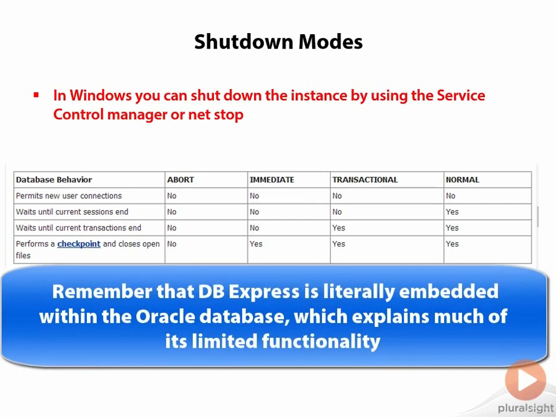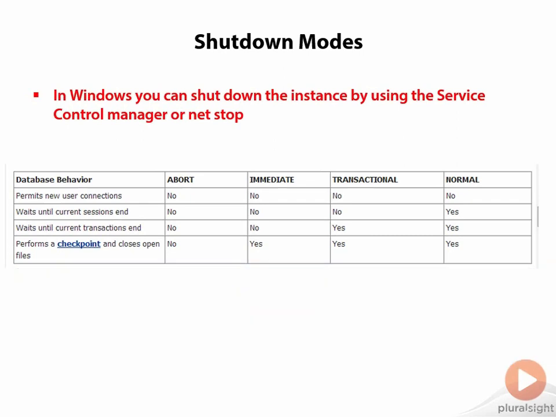Again, this table's cool because it shows the 4 different shutdowns and what the key difference is. Note that none of them, shutdown normal, transactional, immediate, or abort, will permit new connections, and that only the normal waits until current sessions end. The question is, does the shutdown wait for current transactions to end, you see? So transactional is going to take a little bit less time than normal. Normal is slow, and sometimes you just don't have time to do a normal shutdown.